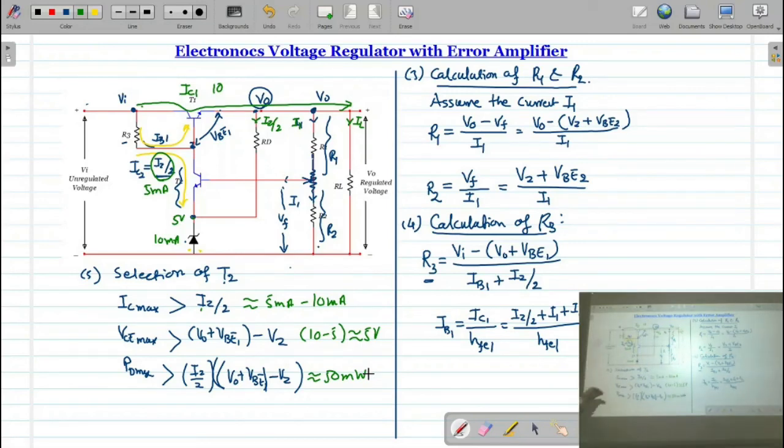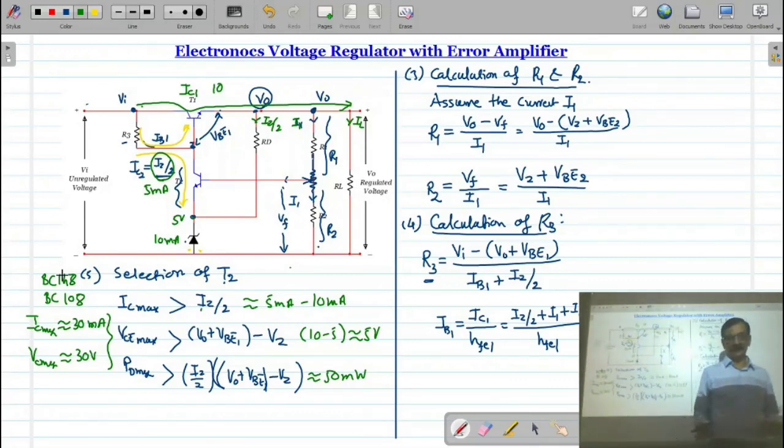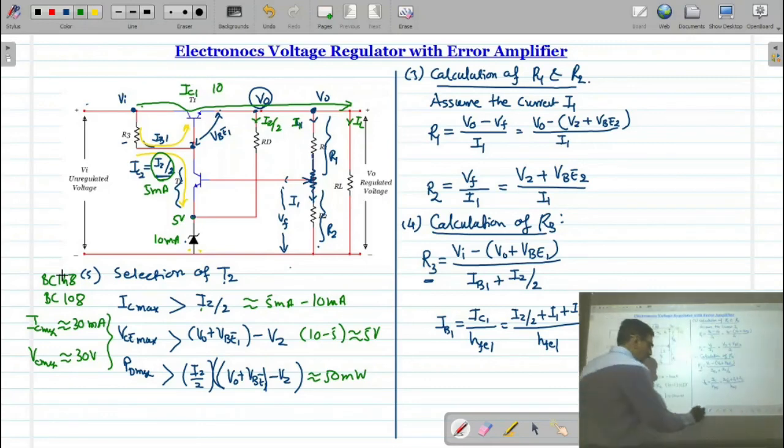So normally, whatever small signal transistors there are, they have some current capacity. If I am talking about a BC108, then the IC maximum is roughly 30 milliampere, and VCE maximum is also 30 volt. So if I select a BC108 or a BC148, then this transistor is suitable for an error amplifier. Okay.